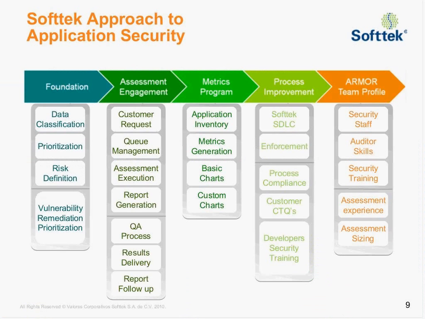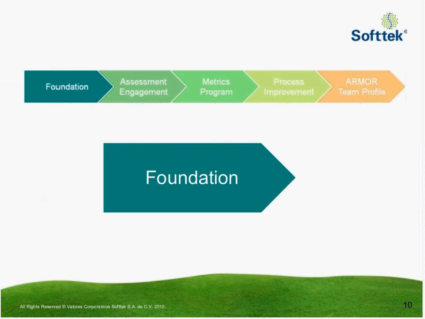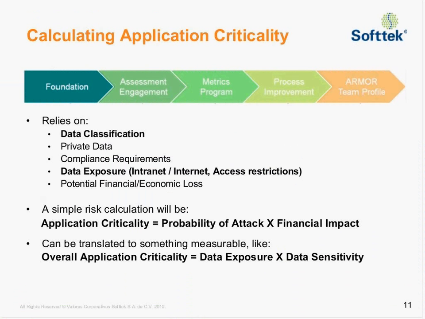This high-level diagram is a process involved in a holistic application security program. In this case, this is the diagram of our ARMOR program. This is the service that Softtek offers as a complete application security program to our customers. So today, we will be talking about the first part of this, that is the foundation. It will give us the initial steps to build a strong application security program.